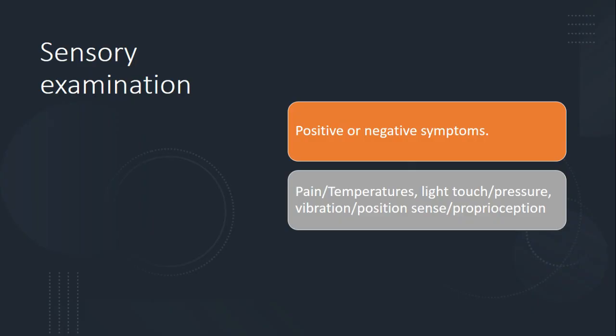As I already mentioned, there are positive or negative symptoms. I already talked about what positive symptoms could be, and negative symptoms are primarily loss of sensation. And we are mainly talking about the sensory examination and sensory system. The different sensory modalities that we check are pain, temperature, light touch, pressure. These primarily go through the spinothalamic or anterolateral system, and vibration, position sense, proprioception, sometimes deep pressure can be carried by the dorsal column.